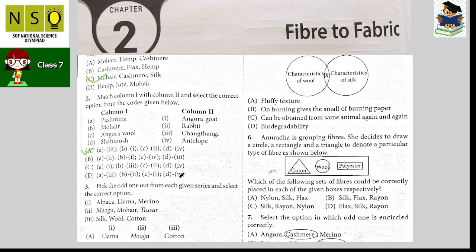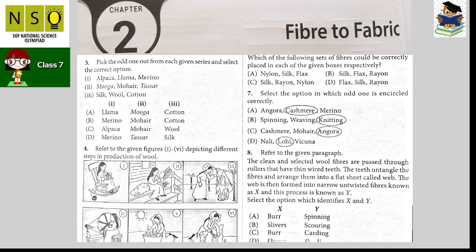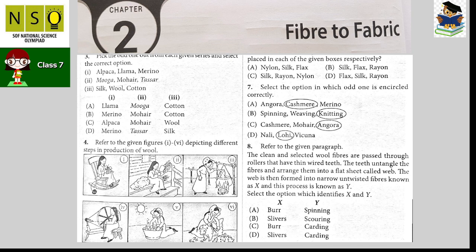Next we move to question number 3. Question number 3 says, pick the odd one out from each given series and select the correct option. The series is alpaca, llama, merino; moga, mohair, tussar; and third is silk, wool and cotton. So we have 4 options, and they are categorized into different columns. They are saying odd one out. So what is the odd one? We see that answer B is the odd one out.